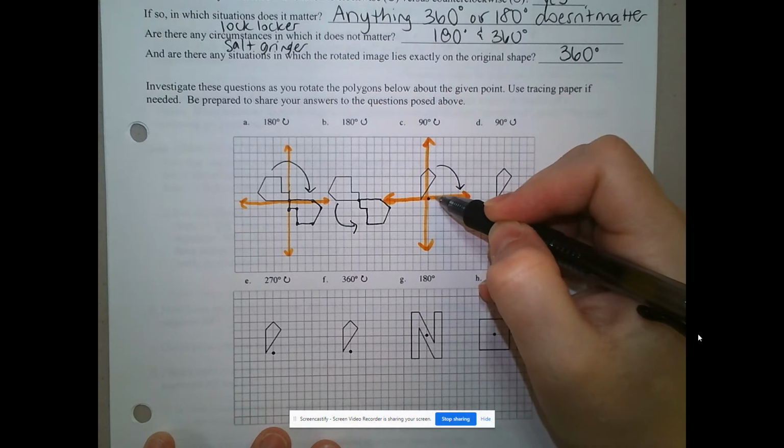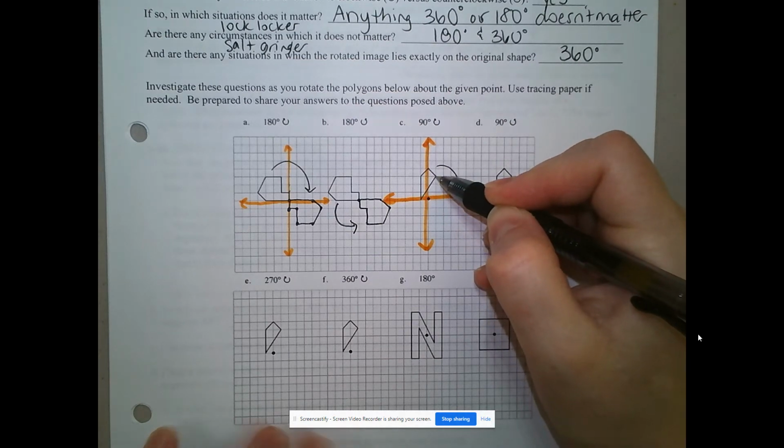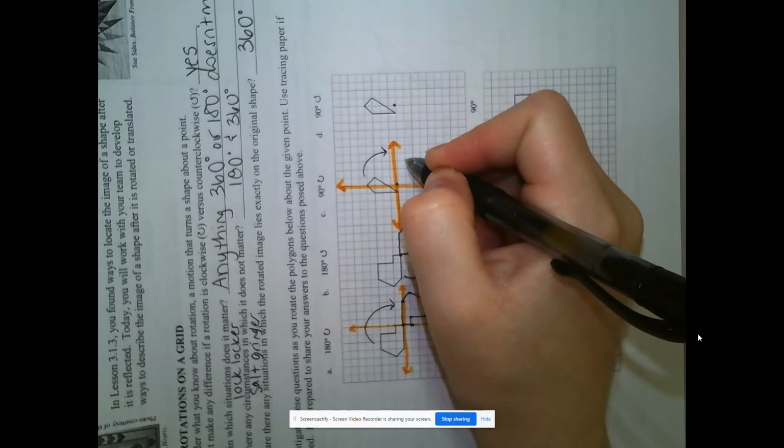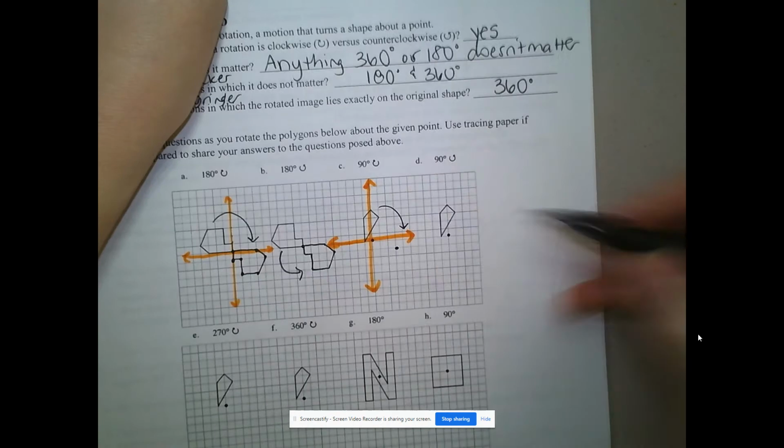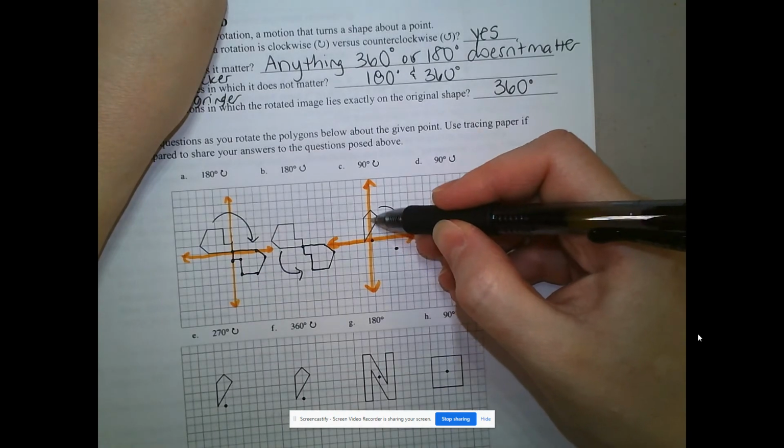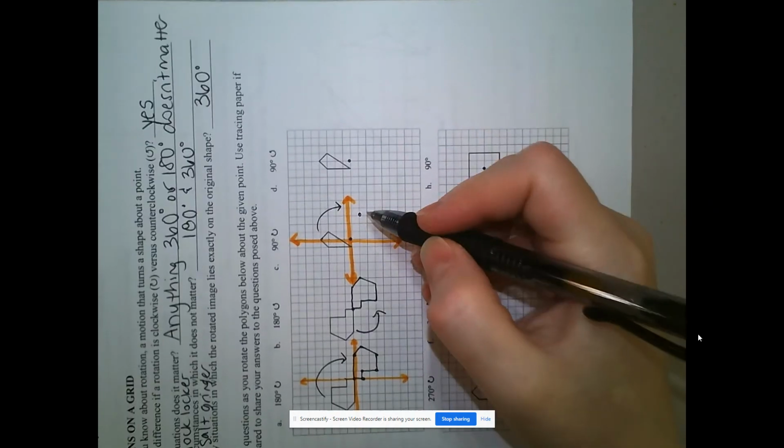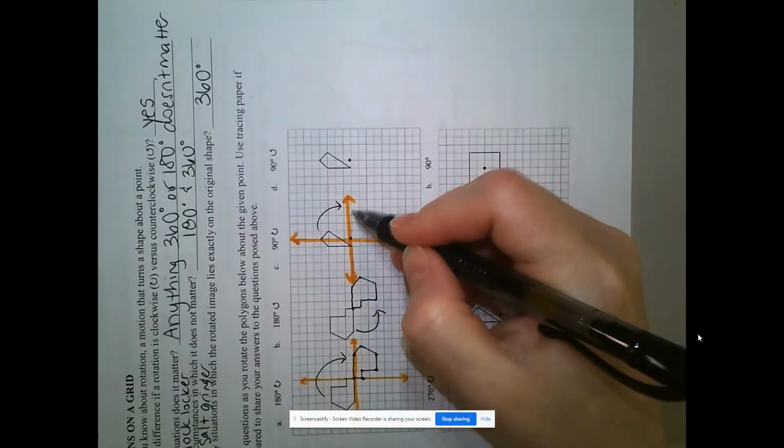So this one is right 1, up 1, 2, 3. So I'm going to turn my paper and go right 1, up 1, 2, 3. And then I'm going to go back. And I'm just going to go straight 1, 2, 3, 4 up. So if I rotate my paper, 1, 2, 3, 4, up.